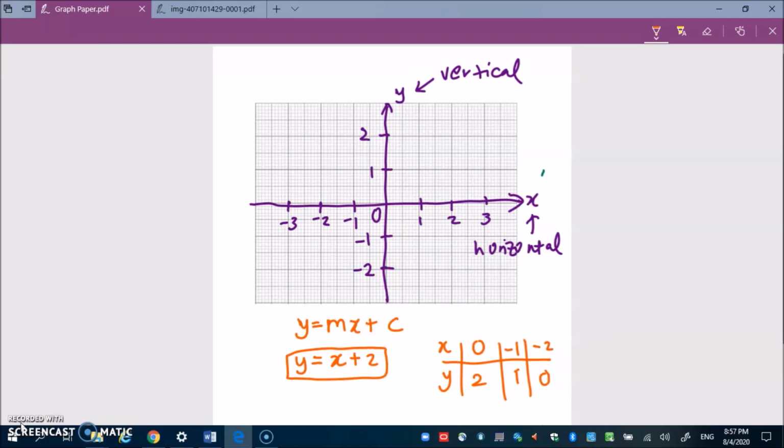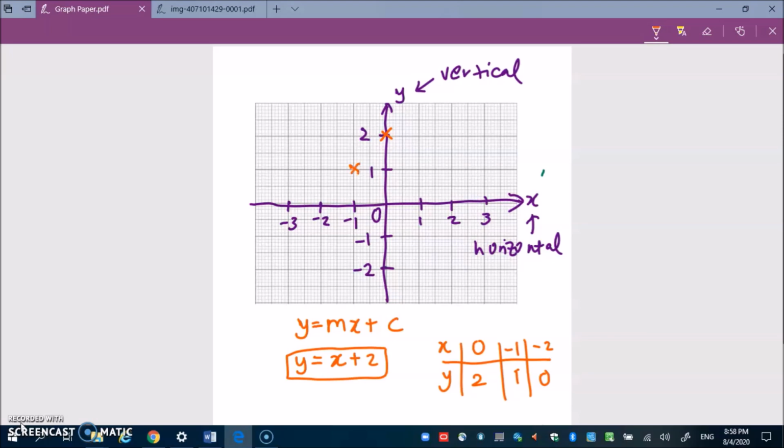So let's say I come up with these 3 points and then I start plotting. The first coordinate is 0, 2. That means when x is 0, y is 2, that will be over here. X 0, y 2. The second point is when x is -1, y is 1, so it is over here.